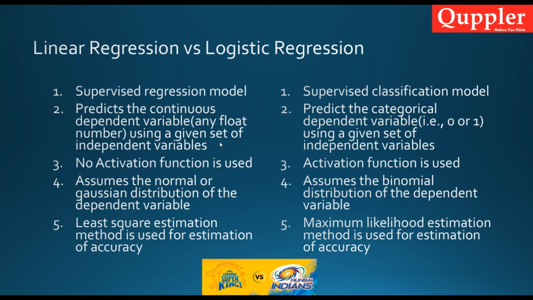We never use any activation function for linear regression, but in case of logistic regression, we always use an activation function. Like we use a sigmoid function to get it derived from linear regression. In linear regression, we always assume the normal or Gaussian distribution of the dependent variable, whereas in logistic regression, we always assume the binomial distribution of the dependent variable.